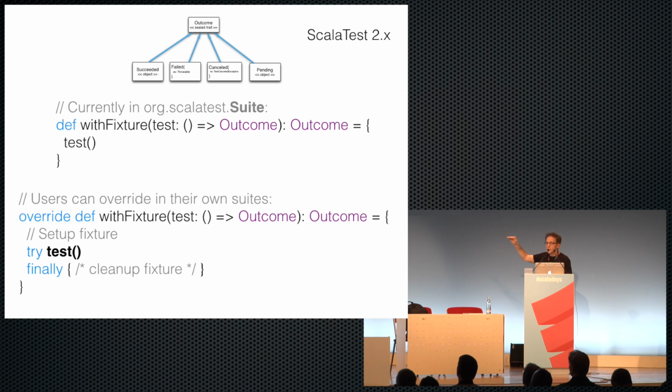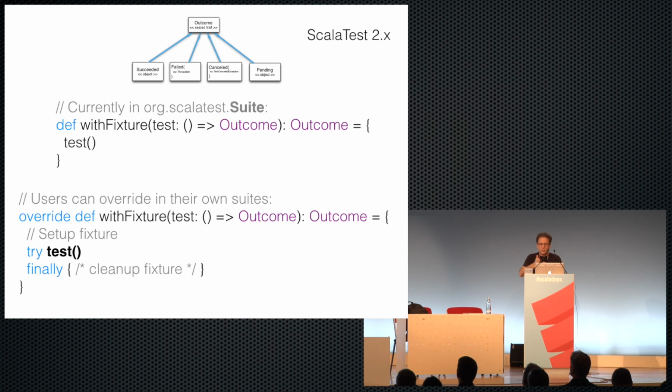You can override withFixture in your test to do setup and teardown in one method. You do some setup, and then, in a try block, execute the test function. And then in a finally clause, you do the cleanup. So if the test function happens to blow up with an exception, which it shouldn't, but if it does, it will still do the cleanup, right? Otherwise, when the test function returns, you've got an outcome, you do your cleanup, and then you return the same outcome. So the default implementation of withFixture is just invoke the test function, right?